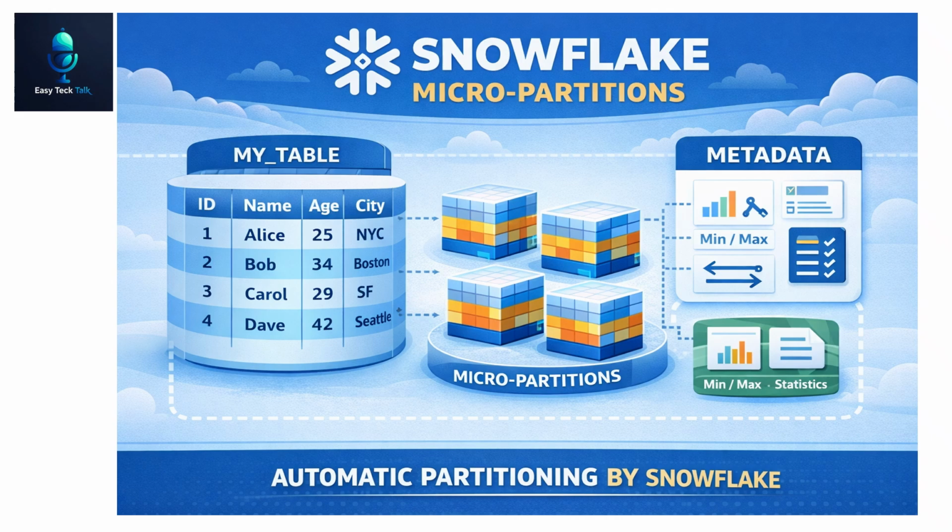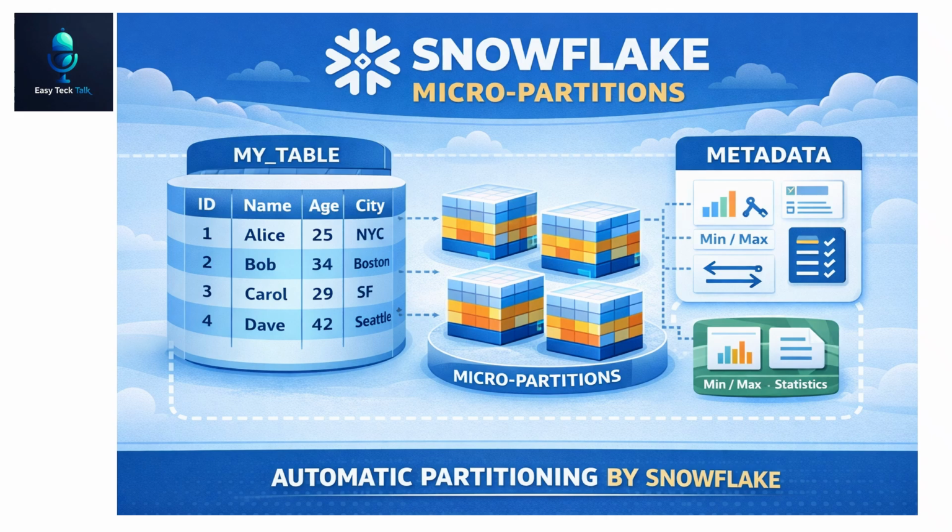What is partition pruning here? Partition pruning means Snowflake reads only the relevant micro-partitions. As I said, it skips the unnecessary partitions. This improves query speed, performance, and cost efficiency. For example, if a table has 1,000 micro-partitions and only 10 match your filter, Snowflake scans only those 10 partitions. This is why Snowflake queries are very fast.